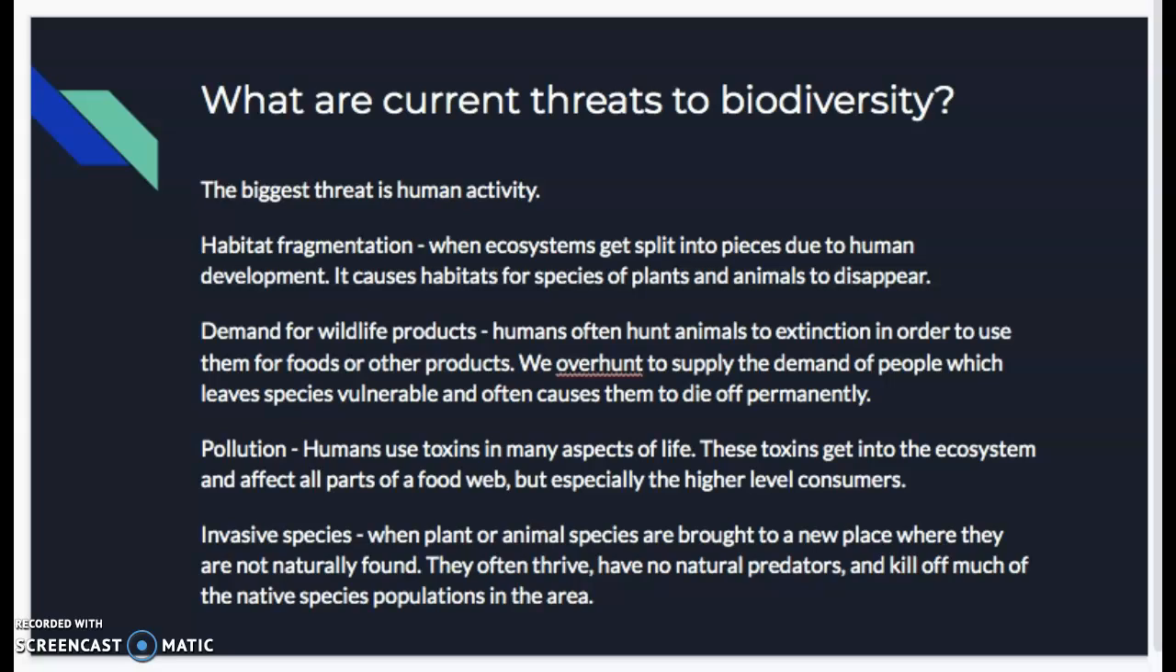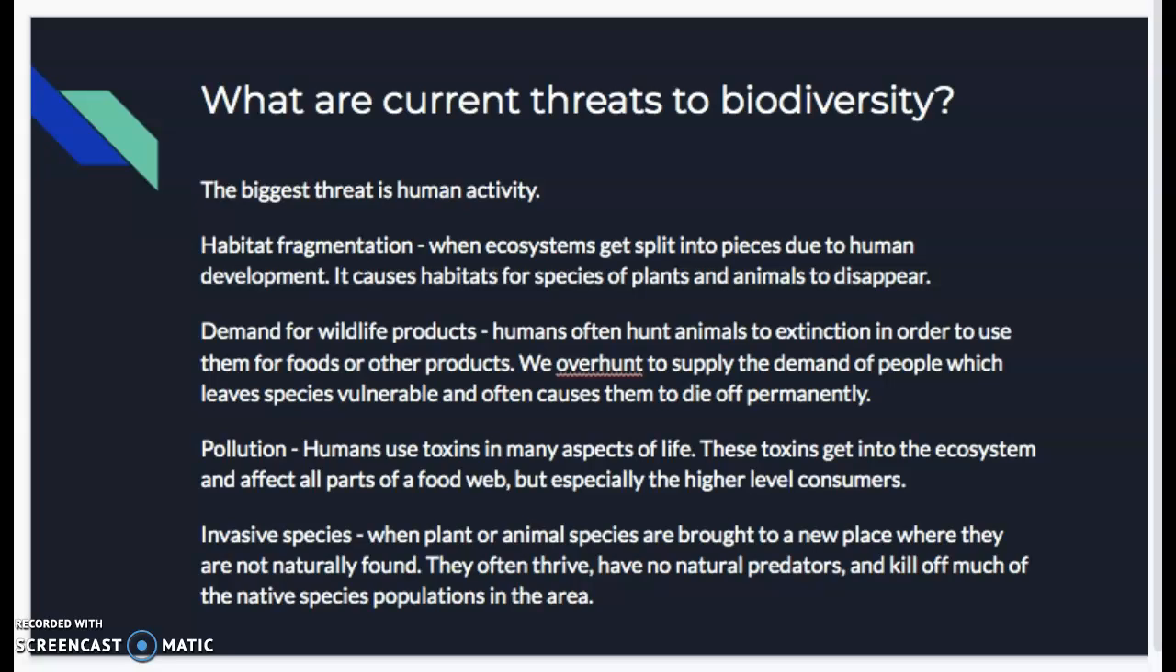Humans also have an extremely high demand for wildlife products. This has happened for so long. When explorers first came to North America, not to mention the Native Americans, they used wildlife for everything that they did in life. What happens is humans often hunt animals to extinction in order to use them for foods or other products.